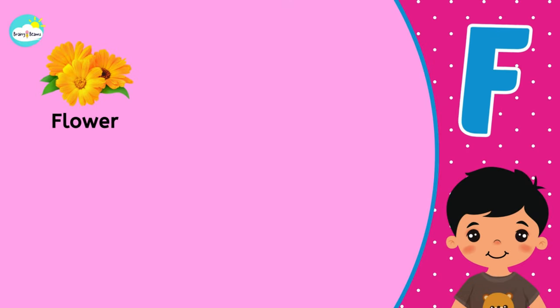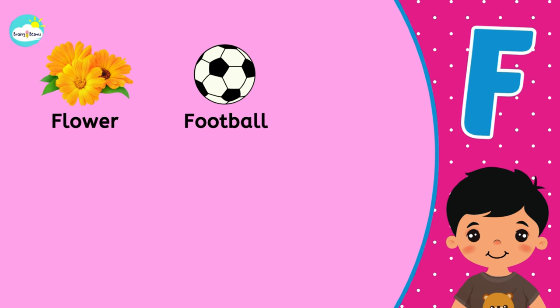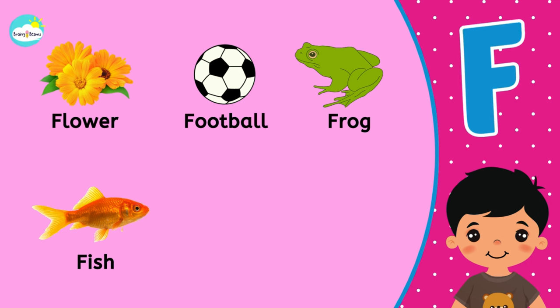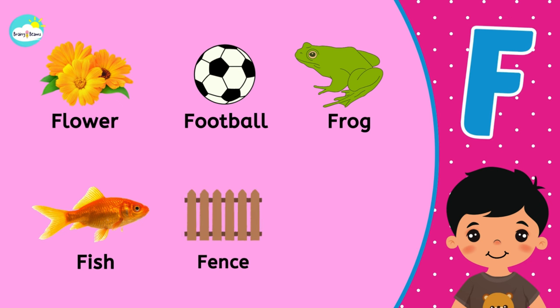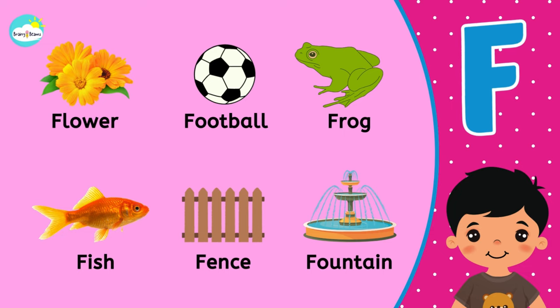F. F is for flower. F is for football. F is for frog. F is for fish. F is for fence. F is for fountain.